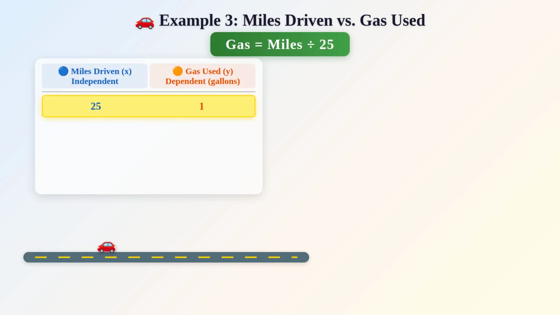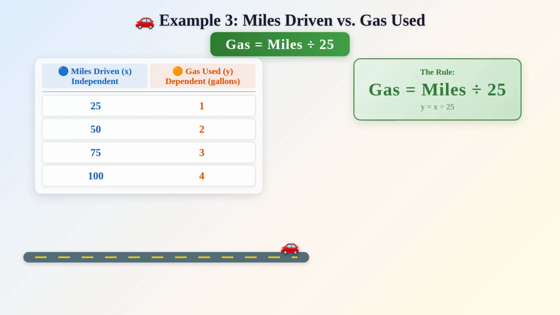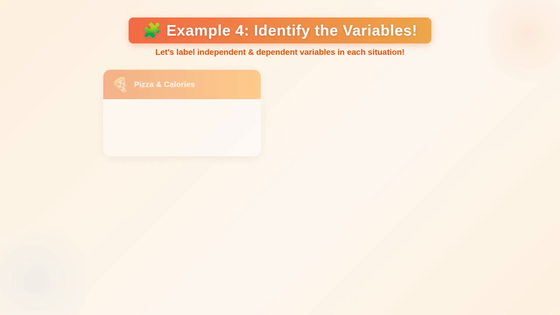Maya's family is going on a road trip. Their car uses 1 gallon of gas for every 25 miles driven. Miles driven is the independent variable. That's what they choose. Gas used is the dependent variable. It depends on the miles. The rule is gas equals miles divided by 25. Drive 25 miles, use 1 gallon. Drive 50 miles, use 2 gallons. Drive 75 miles, use 3 gallons. Drive 100 miles, use 4 gallons. Every time.